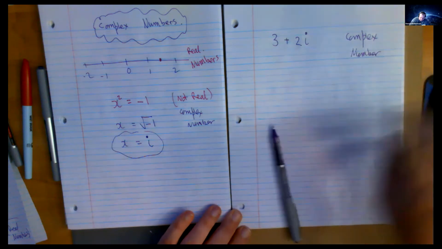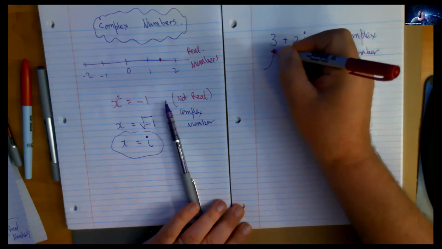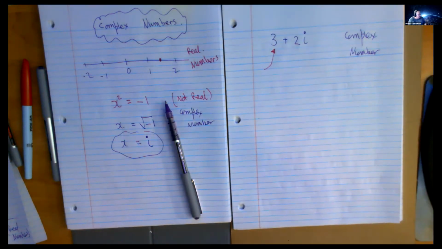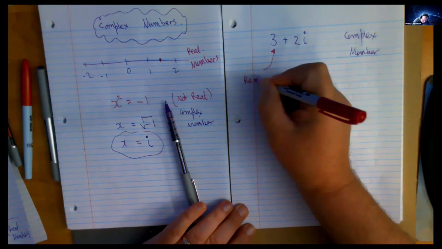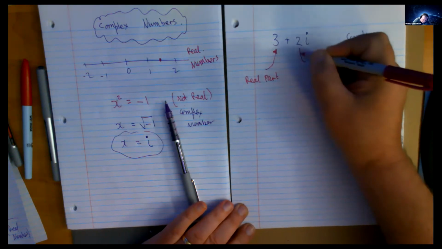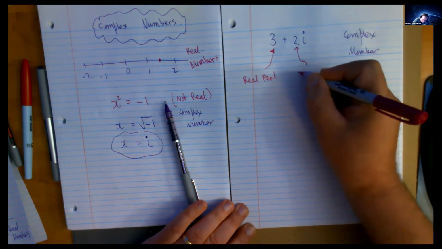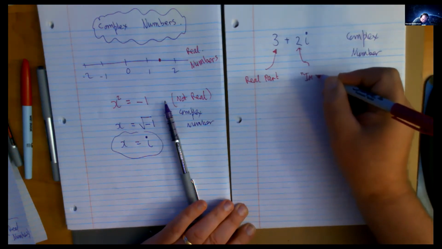And they even have names for them. See this bit here, which is the 3 that we're used to, right? A normal 3, a real number 3. This is called the real part. And you see this 2, not the i part, but how many of the i's you've got. This part here is called the imaginary part.